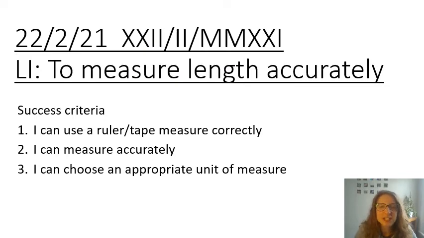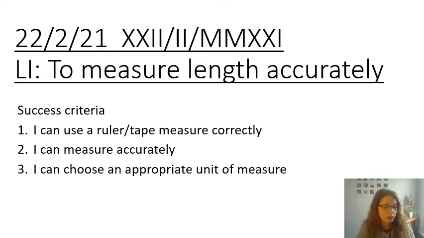Right, over the next 2 weeks, we are going to be looking at measure. So we're going to be focusing on length and then moving on to perimeter. But for this week, we're going to really focus on making sure we can measure accurately and convert between the units of measure. So to make sure we're being successful, you need to be able to use a ruler or a tape measure correctly. You need to be able to measure accurately, and you need to be able to choose the appropriate unit of measure.